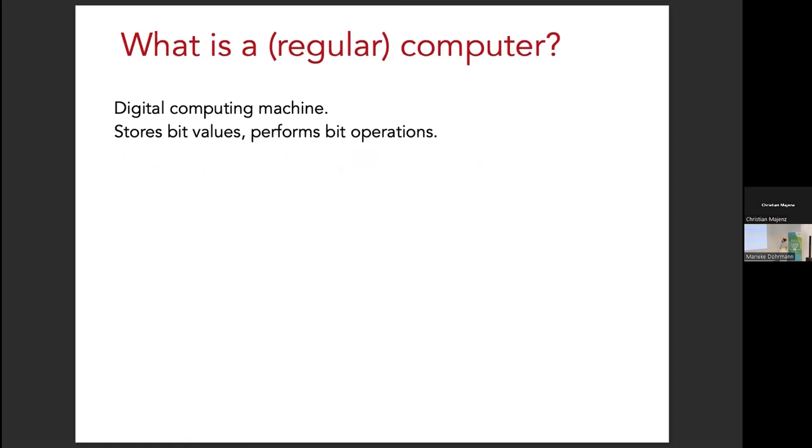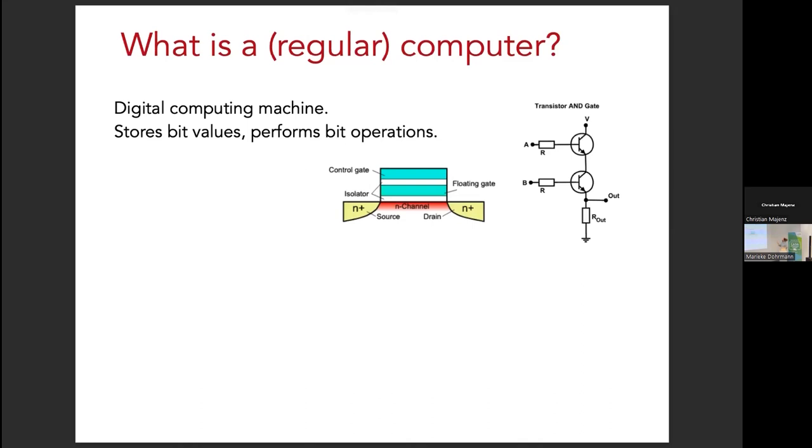To understand what a quantum computer is, and in particular to understand a little bit of the quirks of quantum computation and how we formalize it, let me quickly give a one-slide recap of what a classical computer is. It's a digital computing machine. Here are a couple of elements that it uses. This is, for example, a flash memory element, this kind of floating gate transistor. Here's a circuit for an AND gate.